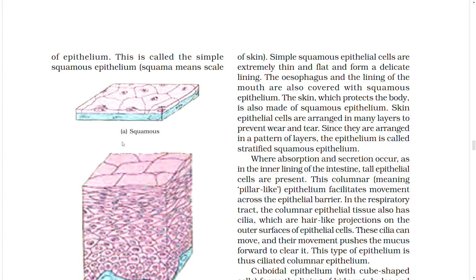In the respiratory tract, the columnar epithelial tissue also has cilia, which are hair-like projections on the outer surfaces of epithelial cells. These cilia can move, and their movement pushes the mucus forward to clear it. This type of epithelium is thus ciliated columnar epithelium.